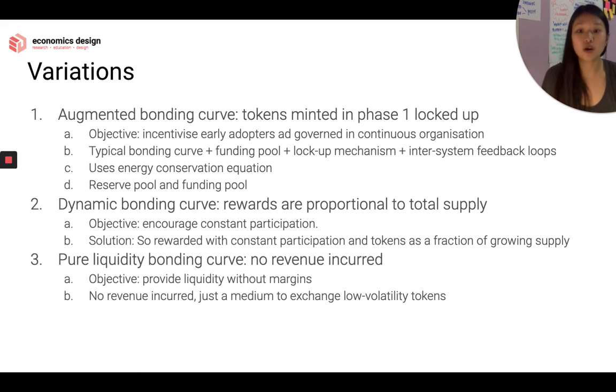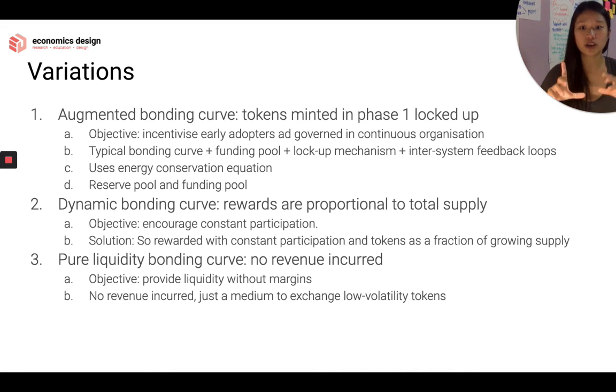And lastly, it's the pure liquidity bonding curve. This is a very specific example where no revenue is incurred, because now we want to provide liquidity, we want to provide trade, we want to be an exchange without margins. That means the smart contract doesn't earn money. All the money is given back to whoever trades. So there is no revenue incurred. It's just a medium to exchange low volatility tokens. So this is another variation as well.